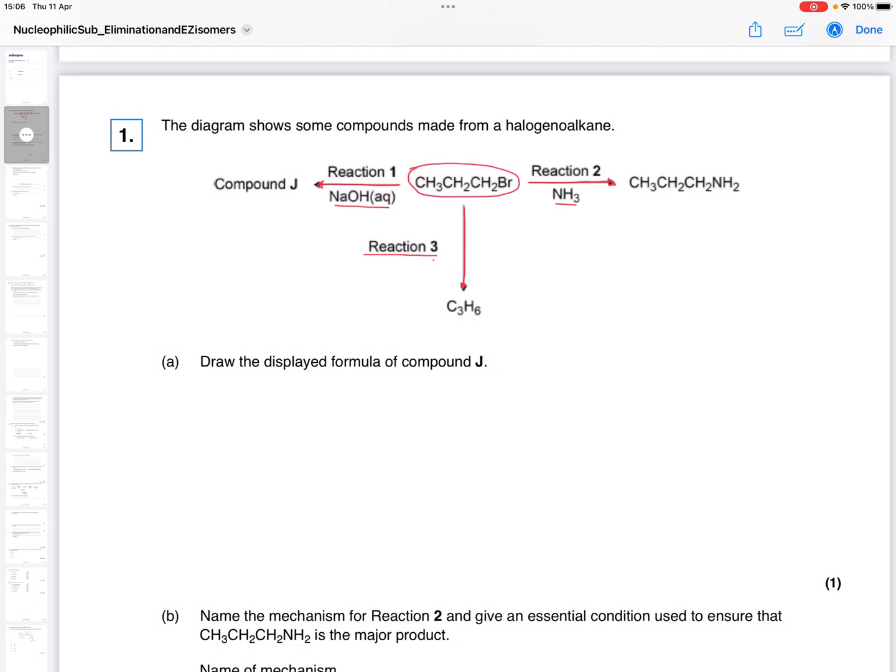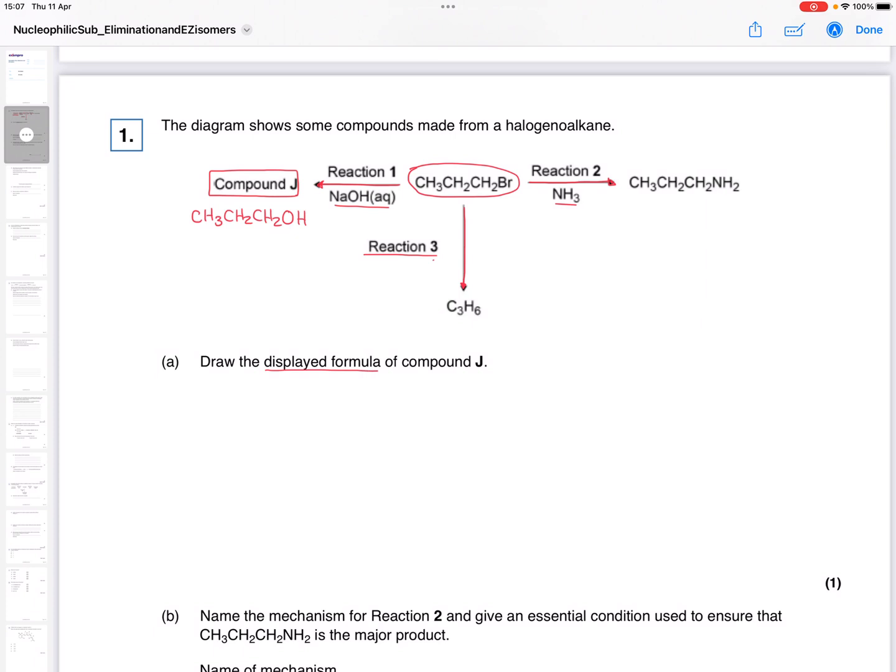So question A, draw the displayed formula of compound J. Okay, so J is the product of the reaction between the halogenoalkane and aqueous sodium hydroxide. When we use aqueous sodium hydroxide, the type of reaction we get is a nucleophilic substitution reaction that will replace the Br of the halogenoalkane with an OH. So that's going to be CH3, CH2, CH2, OH.